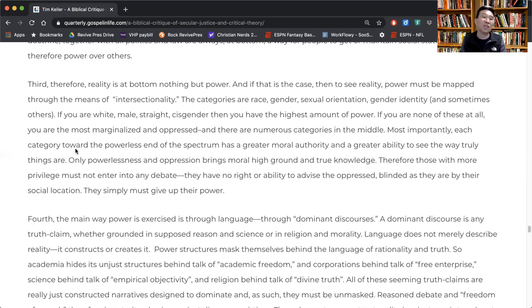So most importantly, each category toward the powerless has greater moral authority and a greater ability to see the way things truly are. They really can know because they can feel the oppression, they experienced it, and their experience of oppression is what gives them true moral power and authority. Only powerlessness and oppression bring moral high ground and true knowledge. They have the key to seeing the real truth of the world. Everybody else is kind of blinded and just hypocritically trying to operate inside of their privilege, okay? Therefore, those with more privilege must not enter into any debate. They have no right or ability to advise the oppressed, blinded as they are by their social location. They simply must give up their power.